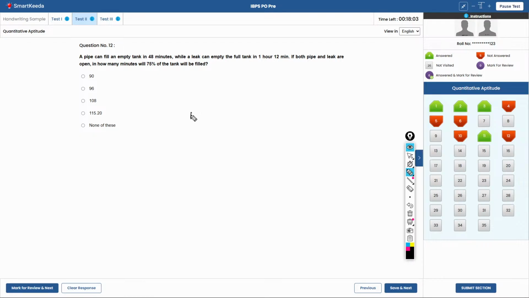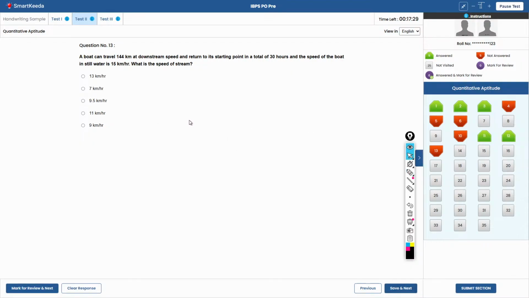A pipe can fill a tank in 48 hours, with a leak, it was filled in 72 minutes. So total is going to be 24 into 3 into 2. This is 3, this is 2. So with 1, I have to fill 3/4. So 6, 36 into 3, 108.